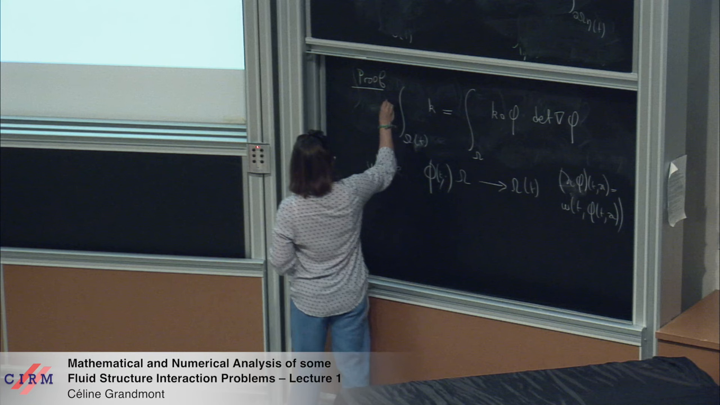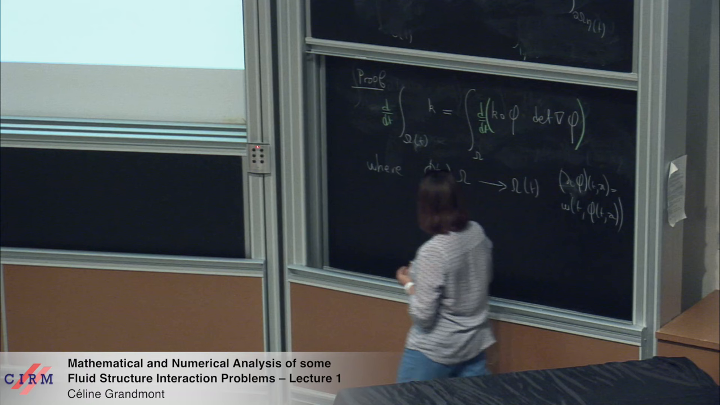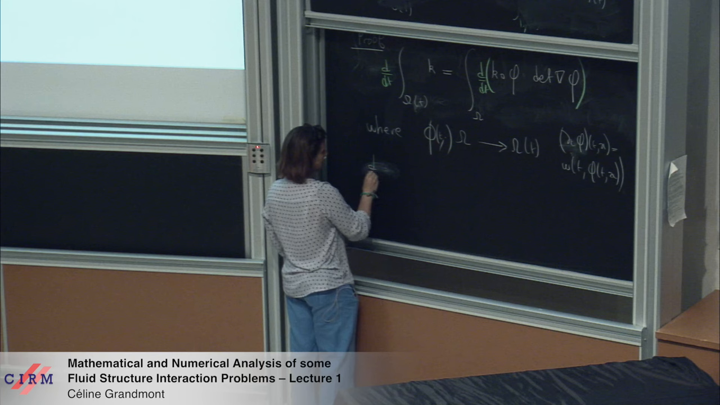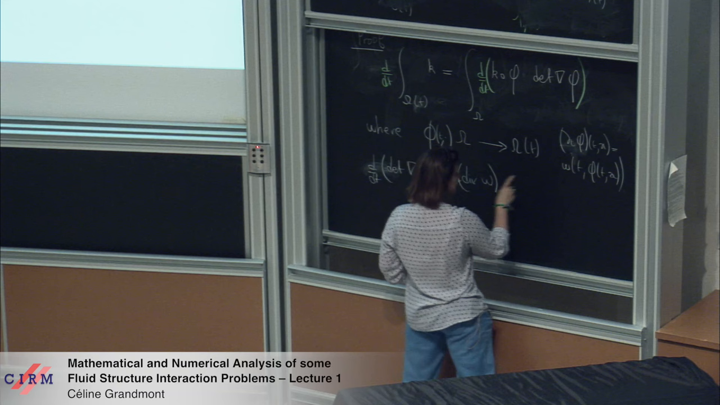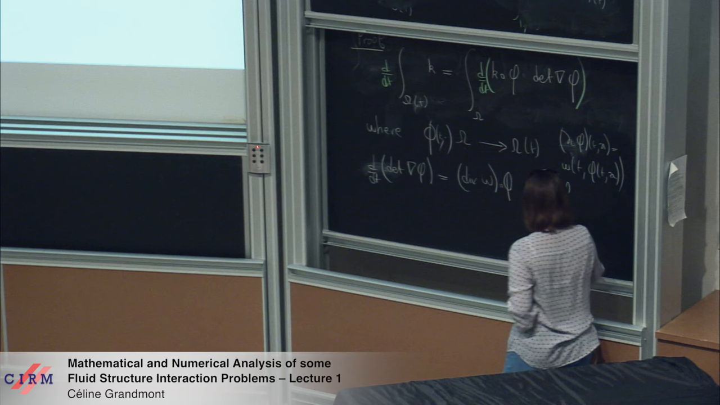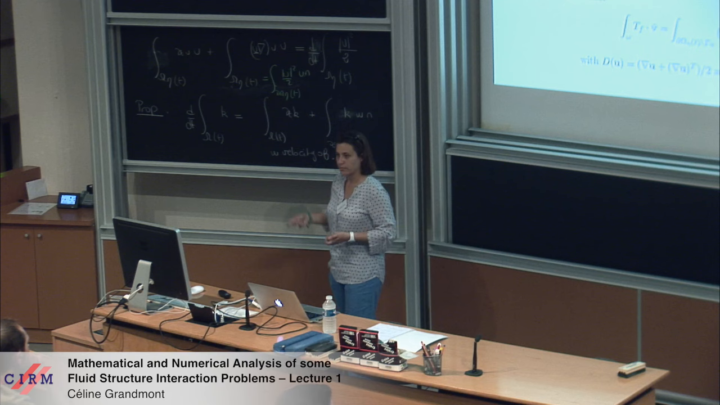And so after you take the time derivative, you use the chain rule, and you use the fact that the time derivative of the determinant of the gradient of the deformation is equal to the divergence of the velocity W composed with the deformation times the Jacobian of the deformation, so the determinant of the gradient of phi. And you have all the ingredients to prove this transport theorem.